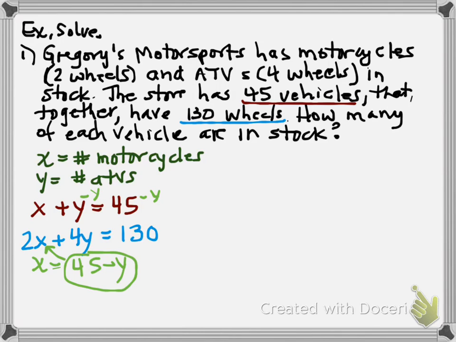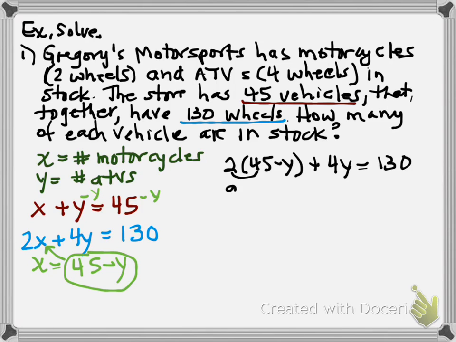So now my equation becomes 2 times the x value, 45 minus y, plus, or sorry, 4y equals 130. So remember, I have to substitute it back into the other equation, not the equation where I got x equals 45 minus y. And then what do I do at this point? I'm going to have to distribute, right? Because I can't do anything with those parentheses.